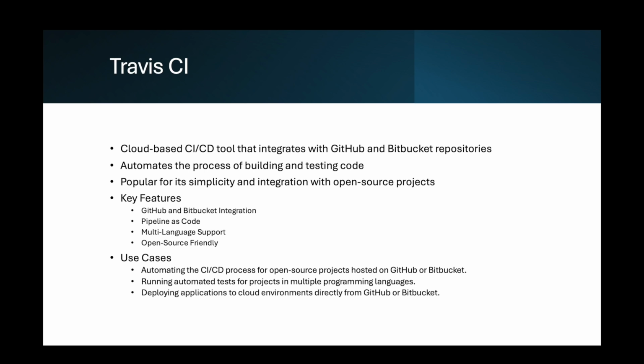Use cases. Use cases include automating the CI/CD process for open source projects hosted on GitHub or Bitbucket, running automated tests for projects in multiple programming languages, and deploying applications to cloud environments directly from GitHub or Bitbucket. Example can be you can create a Travis YAML file which can define a pipeline that builds and tests a Python application and deploys it to, let's say, Heroku after successful tests.